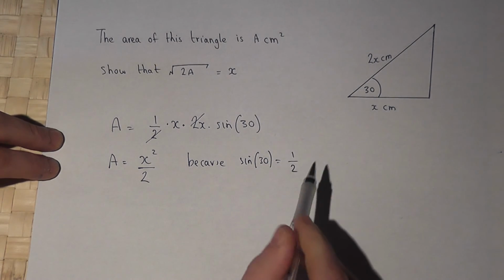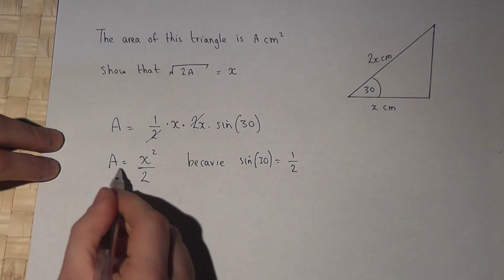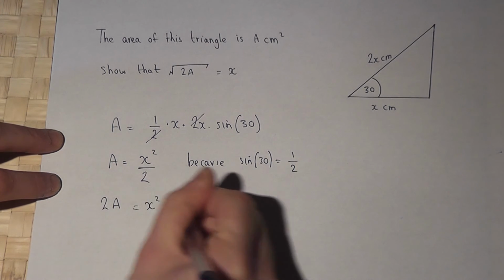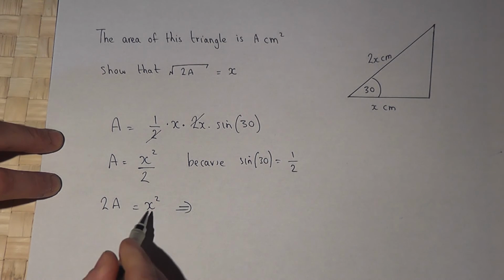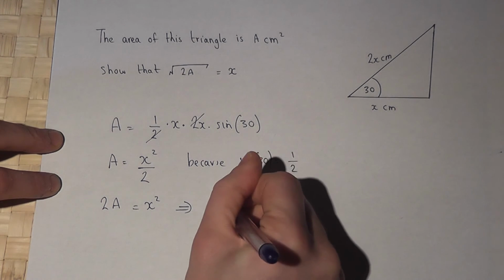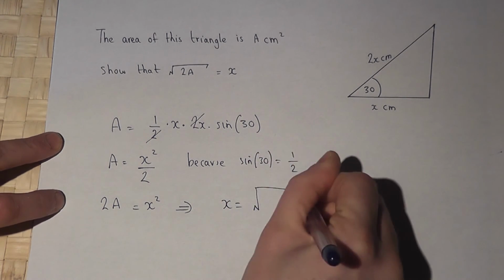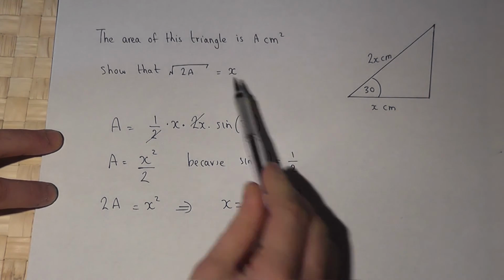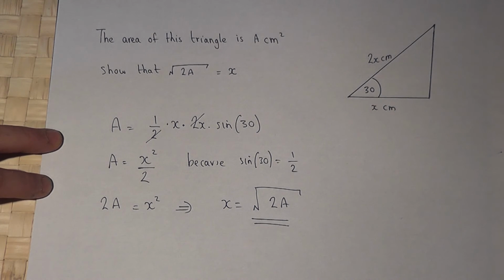So to find x in terms of A, if I times by 2, then 2A equals x squared, which means that if I square root both sides, then x will equal the square root of 2A. I've therefore shown the result as required.